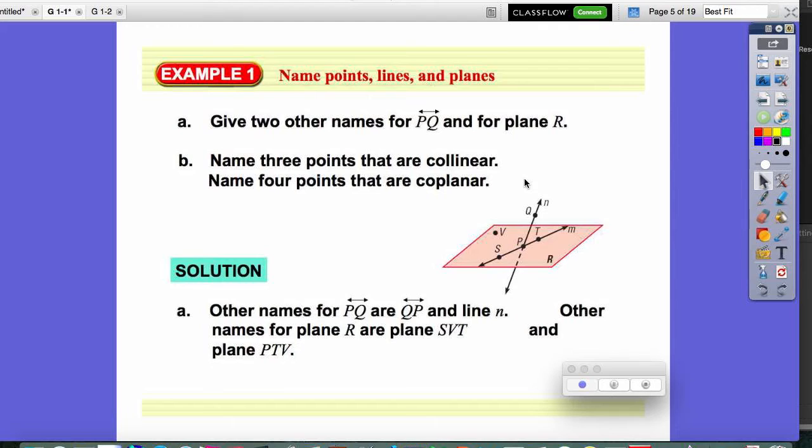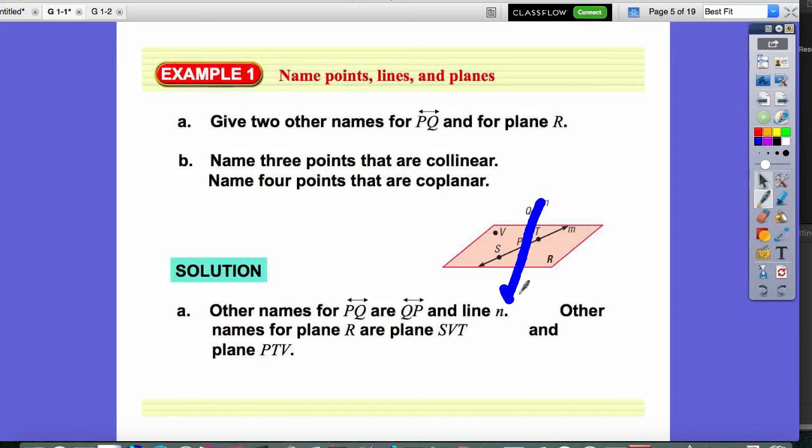In example 1, we're going to learn about naming points, lines, and planes. So here in example A, where it says give 2 other names for line PQ, to learn how to read these diagrams, we are talking about this line here. So for line PQ, you can write these in either order. So you can write line QP. Notice the arrows show that it's a line, not a line segment.